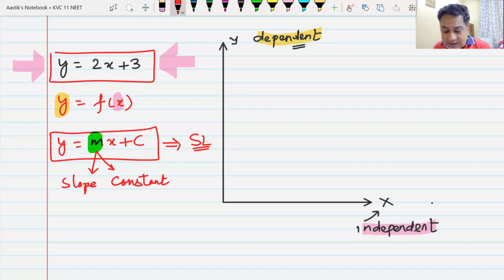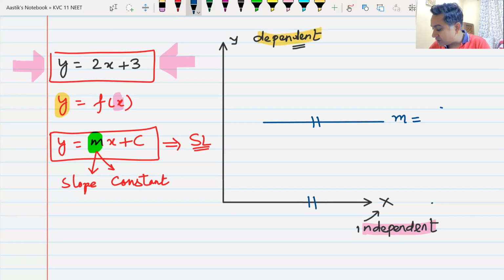Now, what does this slope tell us? This slope tells us how steep the line is. If, for example, I have a line which is straight away like this, this line, as you can see, is parallel to the x-axis. Yes or no? The slope of this line happens to be 0. Do we understand this? It is a horizontal line. A horizontal line has slope 0.